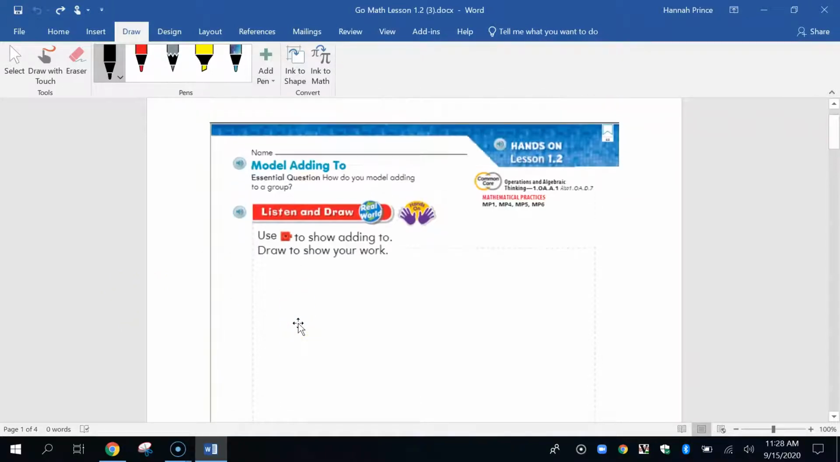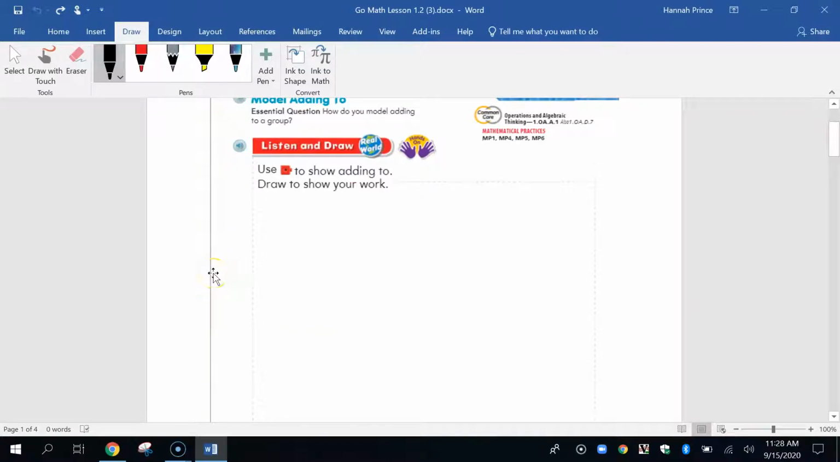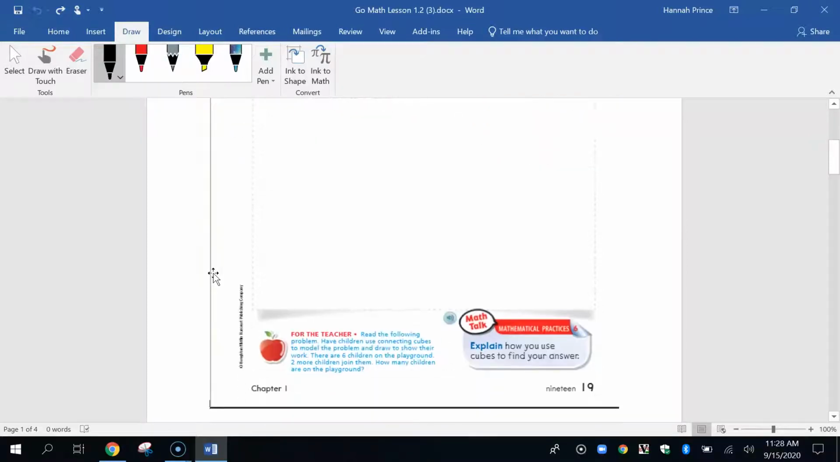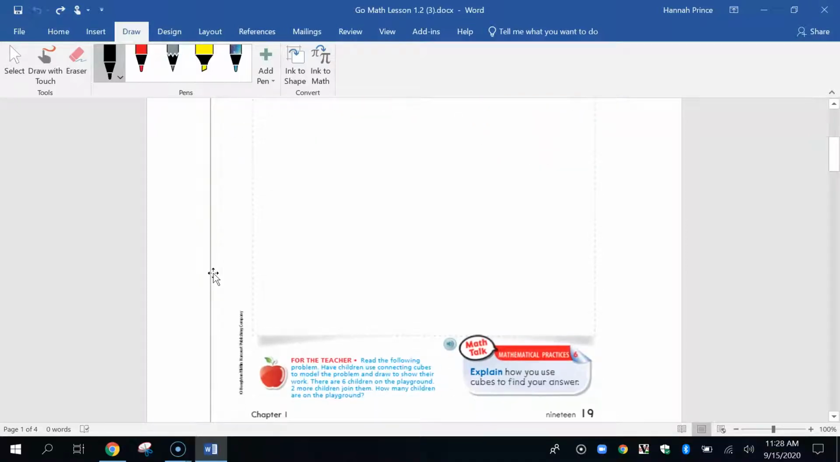We're going to begin drawing our picture. Use connecting cubes to show adding to. Draw to show your work. Our question is, read the following problem. There are 6 children on the playground. I'm going to circle the 6. 2 more children join them. Circle the 2. How many children are on the playground?